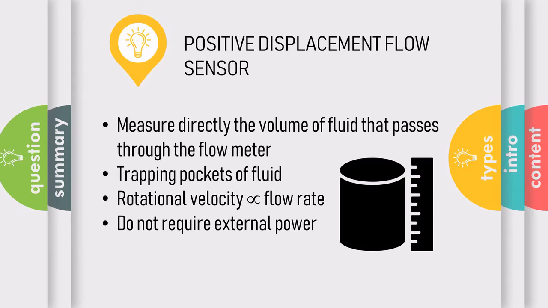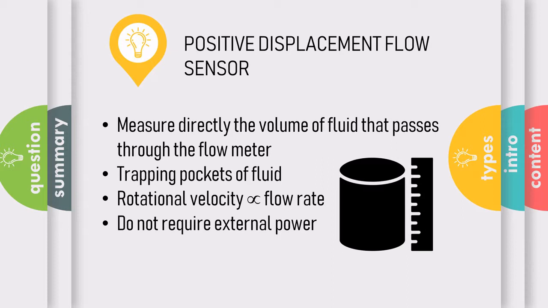Positive displacement flow sensors are volumetric flow meters that measure the volume of liquid passing through the flow meter. It achieves this by trapping pockets of fluid between rotating components housed within a high-precision chamber. As the flow of fluid is causing the components to rotate, the rotational velocity is directly proportional to the flow rate.